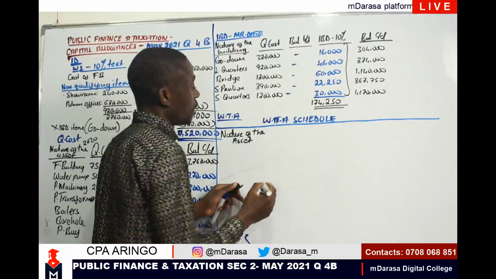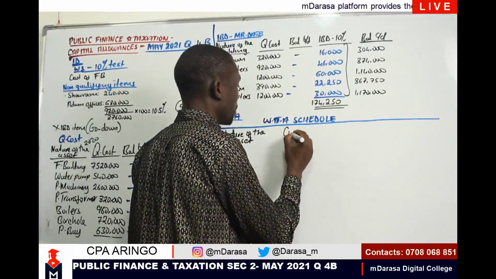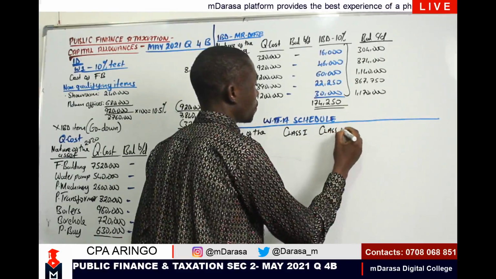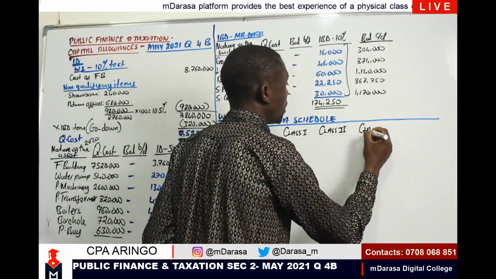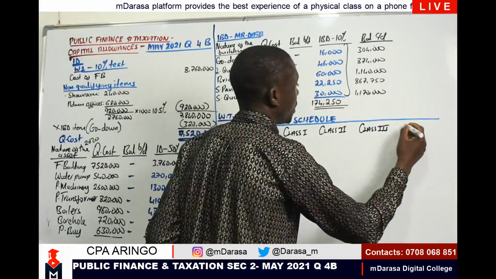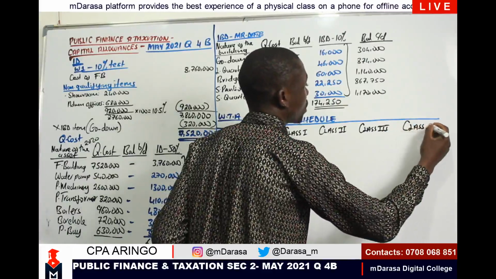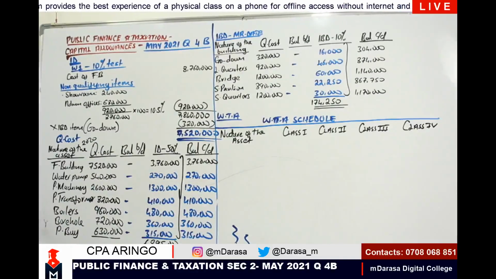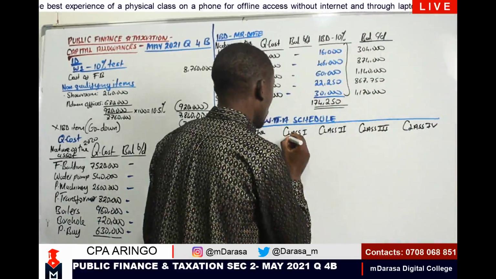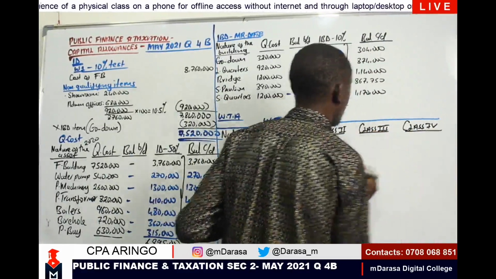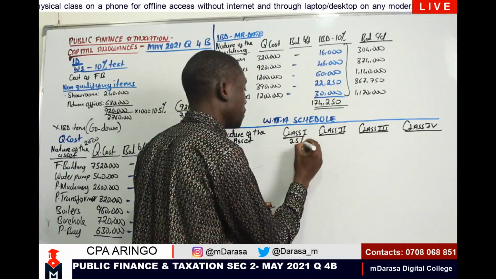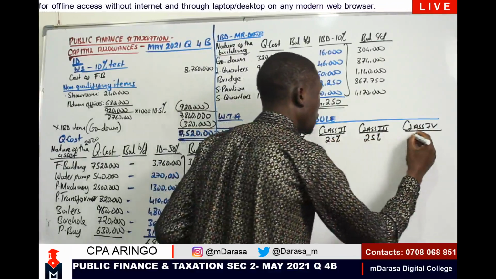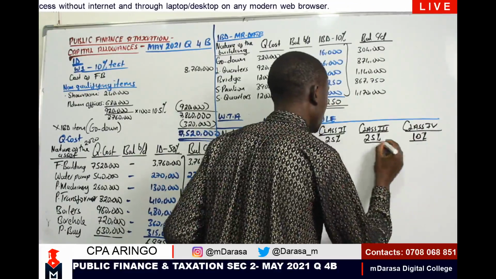nature of the asset, my good students. We'll be talking about class 1, class 2, class 3, and class 4. I believe that one is very visible. And at this point, very important for us to mark the rates. You know very well class 1 is 25%. Class 2, 25%. Class 3, 25%. Class 4, 10%.